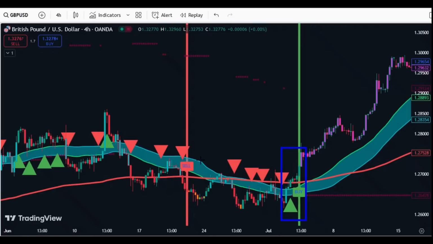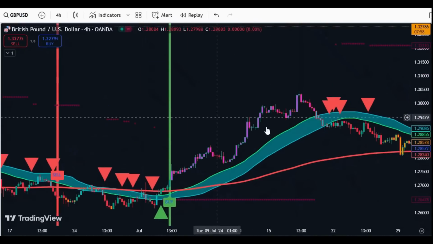Let's break down how this indicator works and how the whole trading strategy that we are looking at today is going to be utilized.